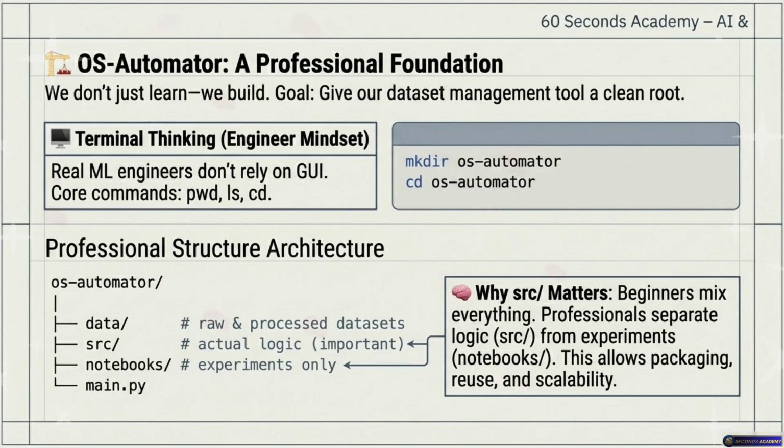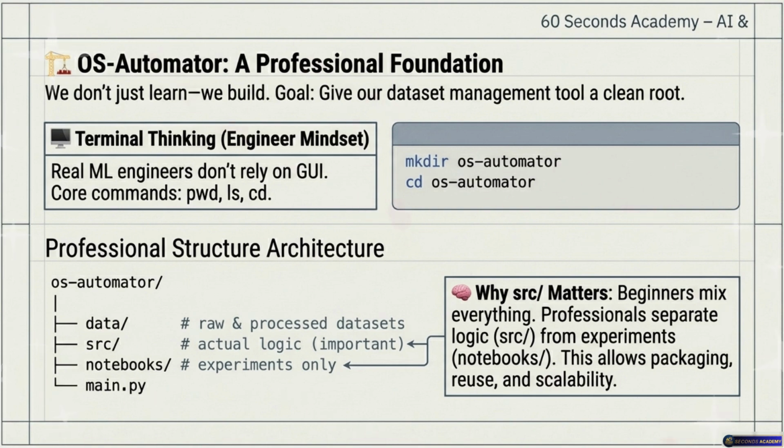Sure, the basic holder. But inside that root folder, professional engineers establish a very specific architectural structure. You need a dedicated folder for your raw and processed datasets, typically called data. Okay. You need a src folder, which stands for source, for your actual logic. You need a notebooks folder for your exploratory data analysis. Right. And finally, a main.py file to tie it all together at the root level.